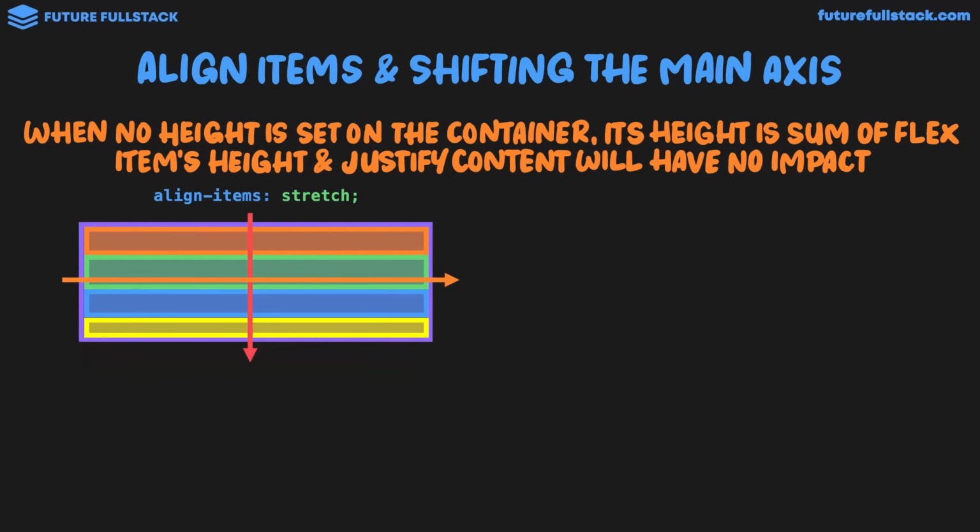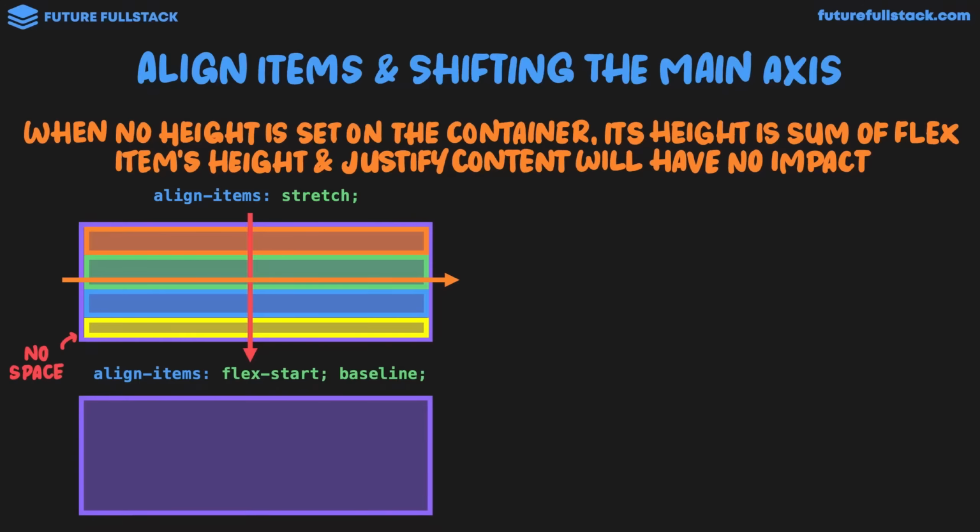The default value stretch means that our flex items will now stretch the entire length of the cross axis. But because the cross axis is now running from left to right, they're being stretched horizontally. And because the height of the flex items is setting the height of the entire container, there is no space vertically, which means justify content will have no effect. For align items flex start or baseline, it'll look like this.